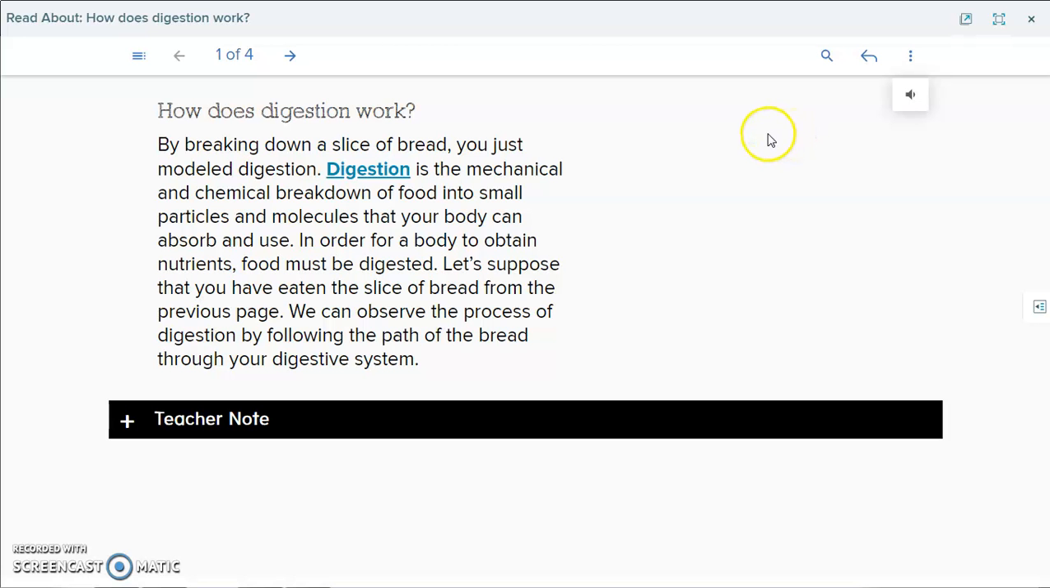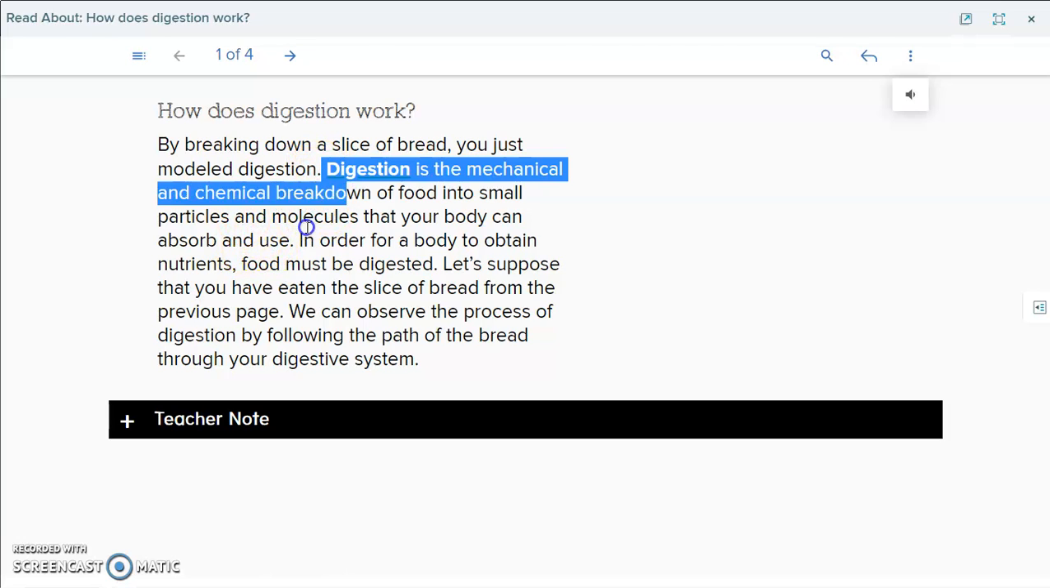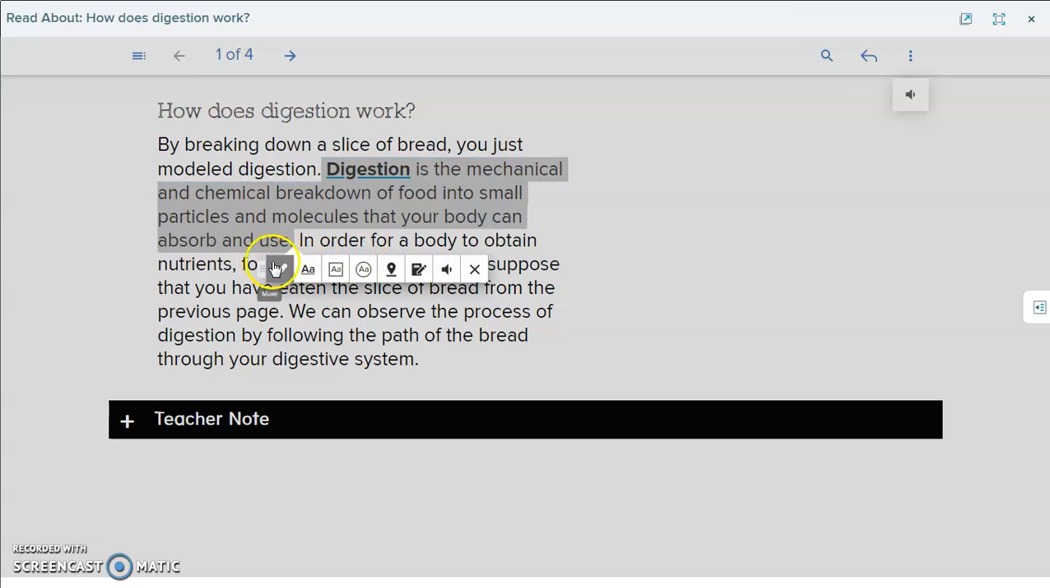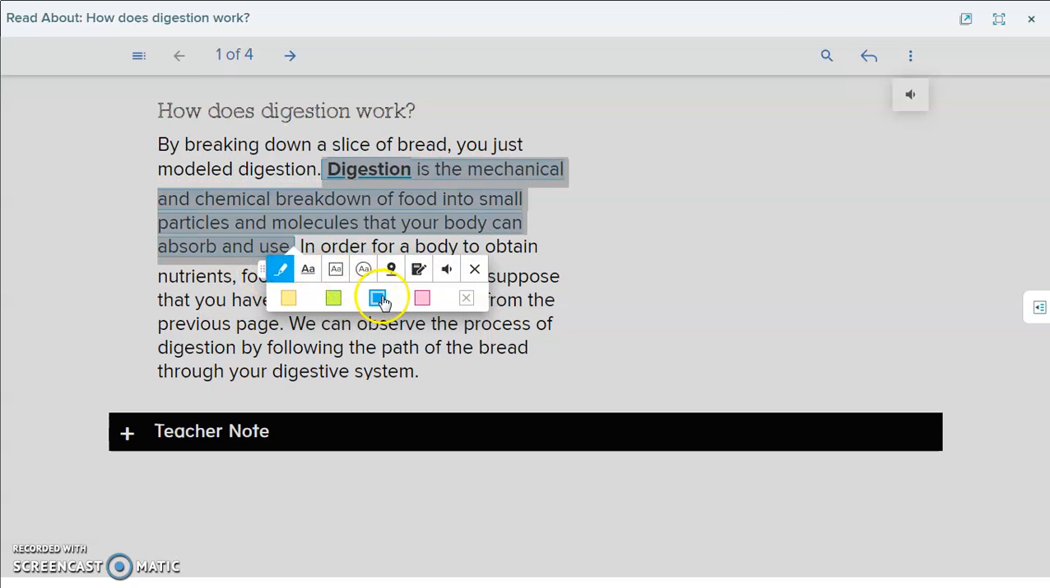Now, I want from all of you in your book to read this one. Digestion is the mechanical and chemical breakdown of food into small particles. This is for mechanical. After that, the chemical will start. See here, and molecules that your body can absorb and use. This one, please, I need from all of you to highlight it.